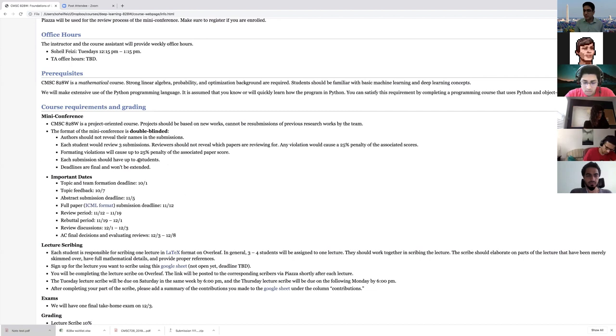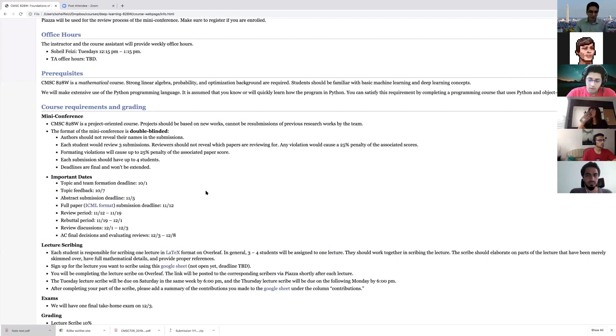I understand it is a little bit difficult, especially since we are in a virtual situation, but we have Piazza where you can post your problems or projects and see if other students are interested in joining your team. One thing to emphasize is all deadlines are final, and we won't extend them because the deadlines are cascaded. If we extend one of them, it's going to be hard to adjust every other deadline.